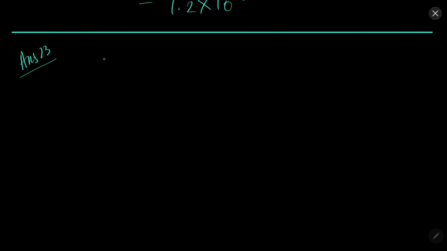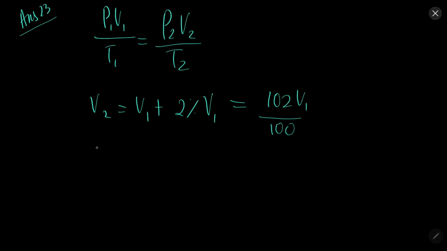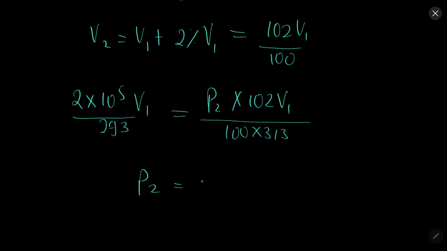Solution 23. So P1 V1 over T1 is equal to P2 V2 over T2. So now V2 is V1 plus 2% of V1, that is 102 V1 over 100. So 2 into 10 to the power 5 into V1 over 293 equal to P2 into 102 V1 over 100 into 313. So from here P2 will come out to be around 209462 pascals.